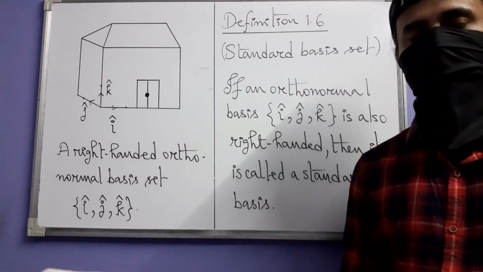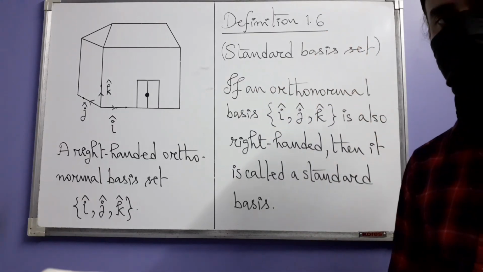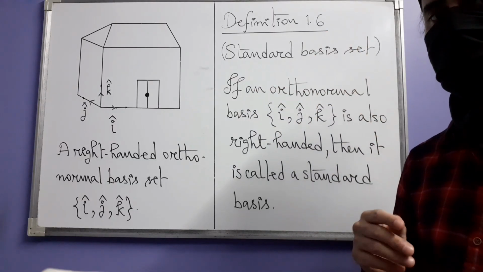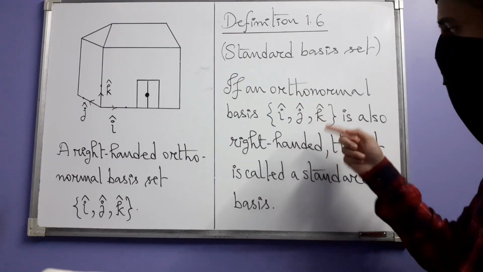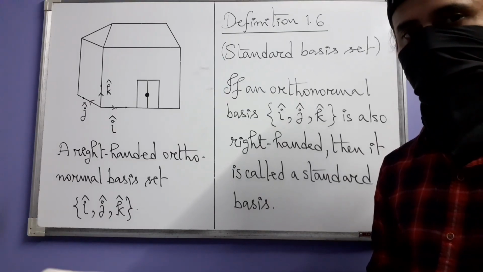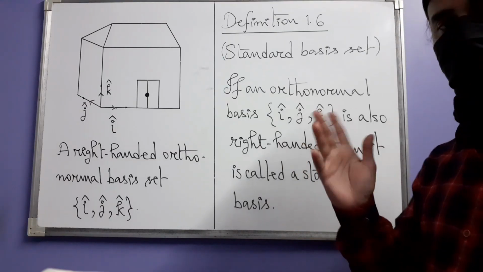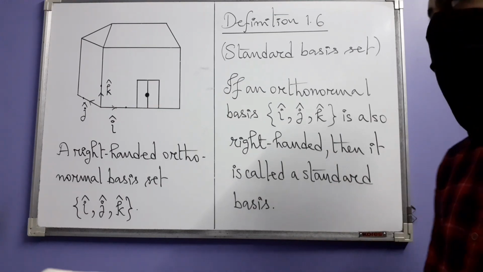Next we have definition 1.6 of a standard basis set, or in short a standard basis. If an orthonormal basis is also right-handed, then it's called a standard basis. If it is left-handed, then we won't call it a standard basis, although it may still be an orthonormal set.